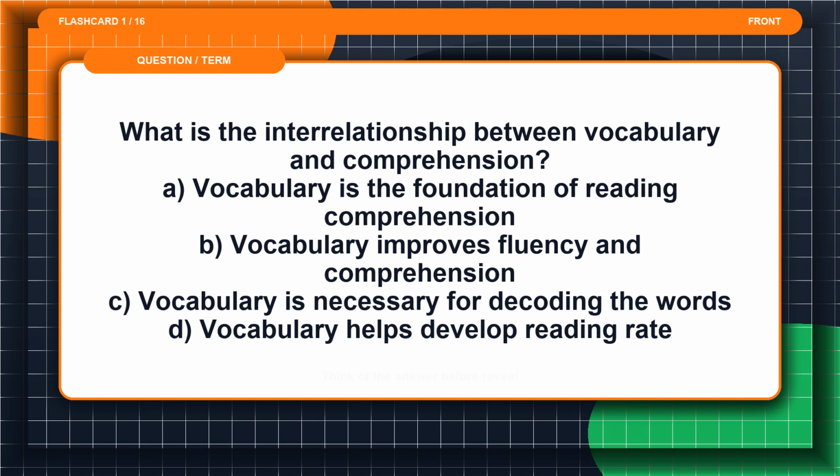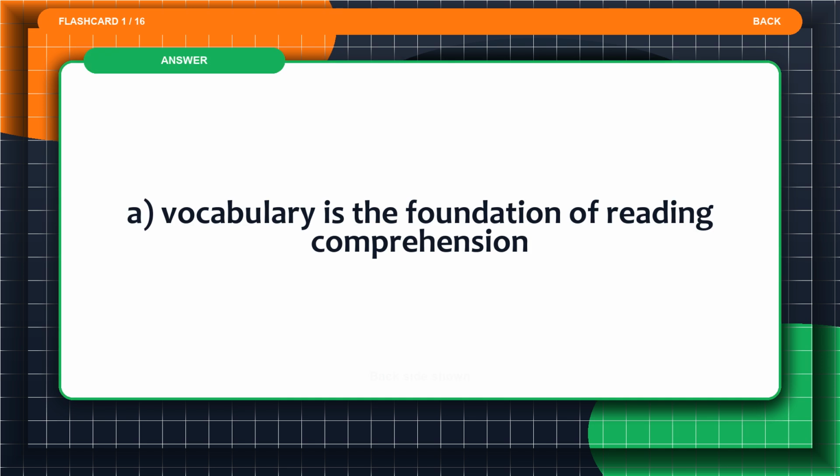Flashcard 1. What is the interrelationship between vocabulary and comprehension? A. Vocabulary is the foundation of reading comprehension. B. Vocabulary improves fluency and comprehension. C. Vocabulary is necessary for decoding the words. D. Vocabulary helps develop reading rate. Think of the answer before the reveal. The answer is A. Vocabulary is the foundation of reading comprehension.